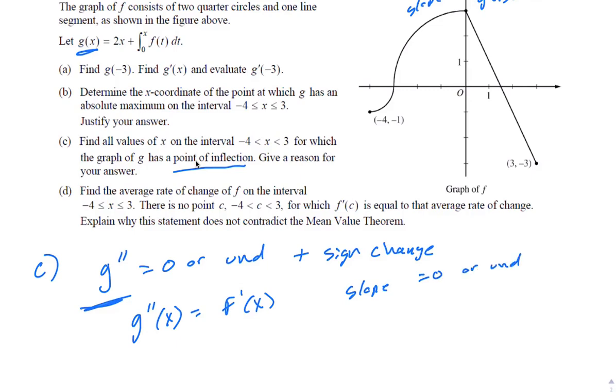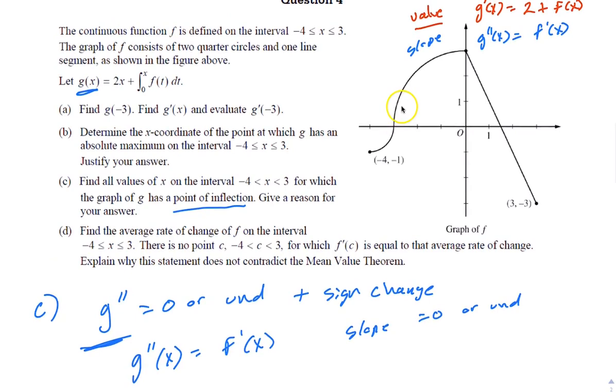And a sign change. So the slope equals 0 or undefined at 3 places. Here, that's a vertical tangent line, so that does count as undefined. And right here, we have a cusp, but it's undefined there too. Now, you can't say that it's an endpoint, so that doesn't count. So we have a -3 and we have a 0. Now we need a sign change.